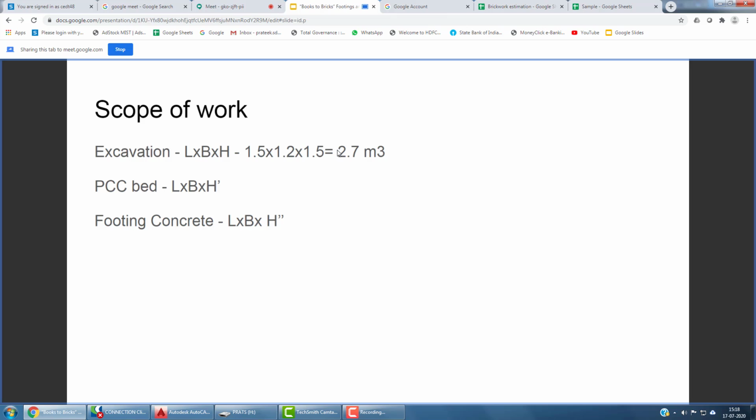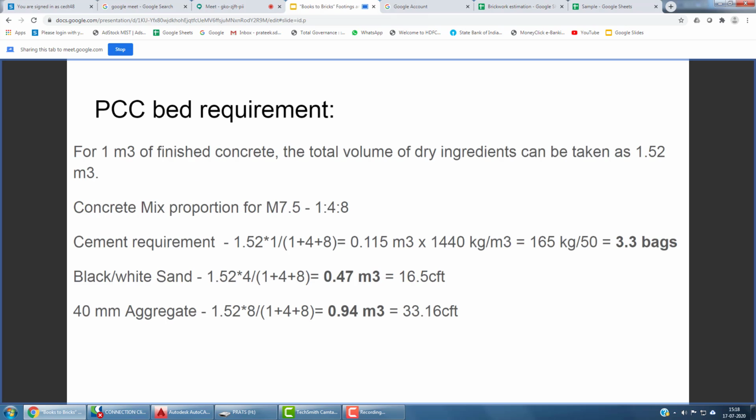Okay. Next comes PCC bed. PCC bed we will be discussing. Next comes footing concrete. So PCC bed requirement for manufacturing of 1 m cube of PCC concrete: the total volume of dry ingredients, by which I mean when I have not mixed water. Without mixing water, dry volume I have to take around 1.52 m cube, which will lead me to 1 m cube of finished concrete.